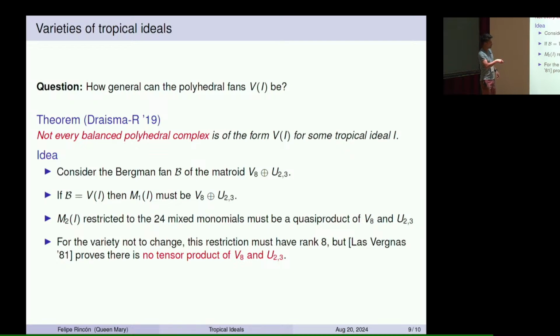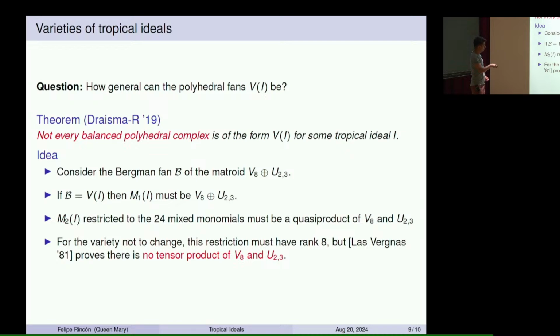fan of this matroid, then you know what the matroid in degree 1 should be, the matroid that tells you what the dependencies are between the 11 variables, monomials without any exponents. So it needs to be exactly Vamos times U2,3. But then if you know the matroid in degree 1, well, let's think about what the possible things for the matroid in degree 2 are.